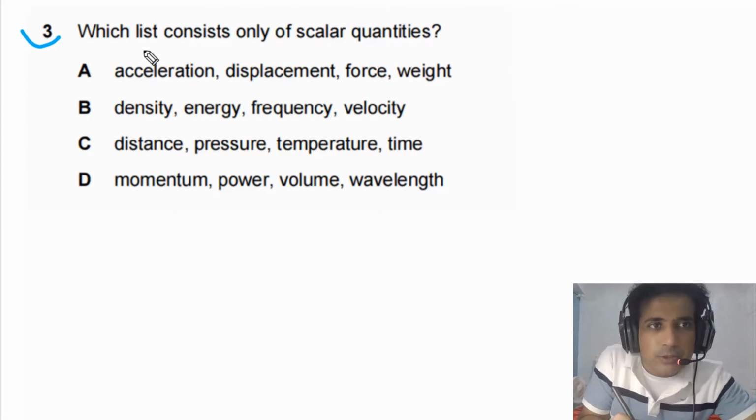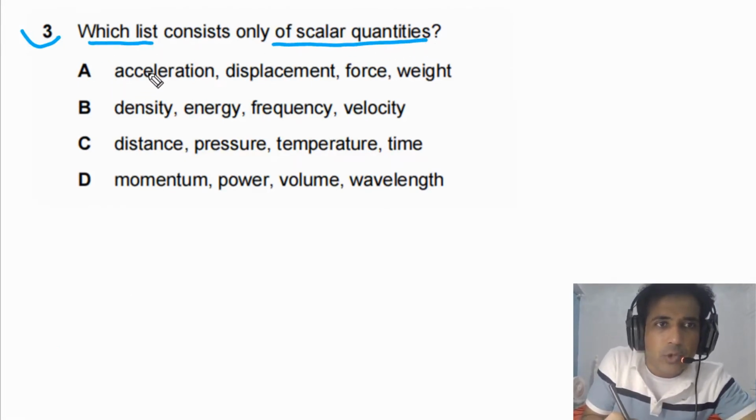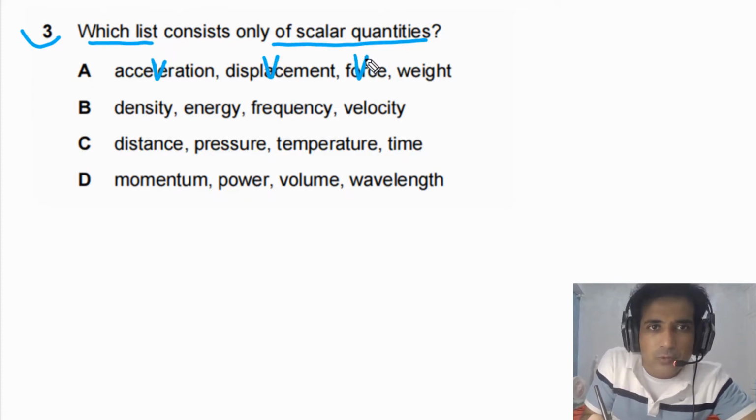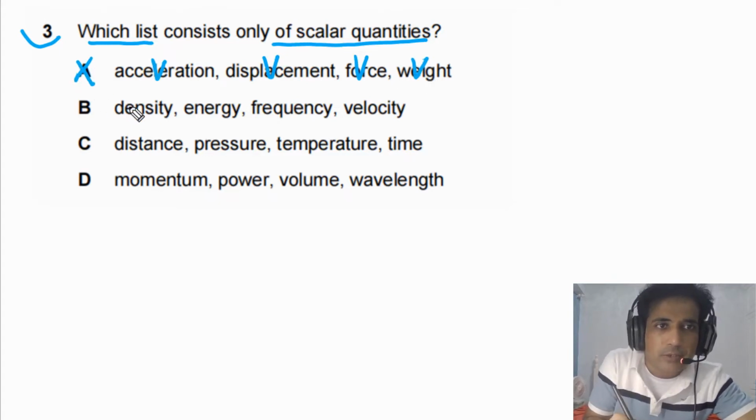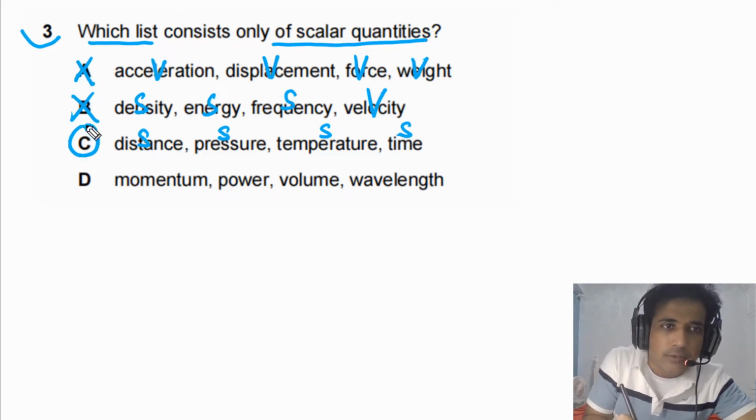For our third part, we need to find out which list only consists of scalar quantities. If you look at option A, acceleration is a vector, displacement is a vector, force is a vector, and weight is a vector. So option A is not correct. If we go to B, density is scalar, energy is scalar, frequency is scalar, but velocity is a vector. So B is also not a correct option. If we go to C, distance is scalar, pressure is scalar, temperature is scalar, time is also scalar. So the answer for this question is C.